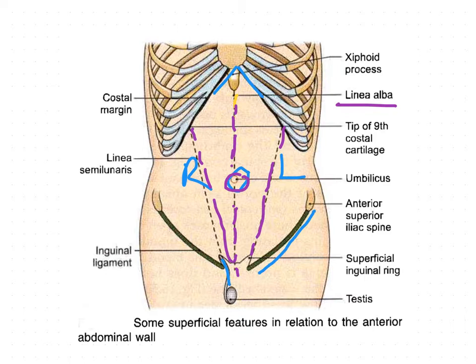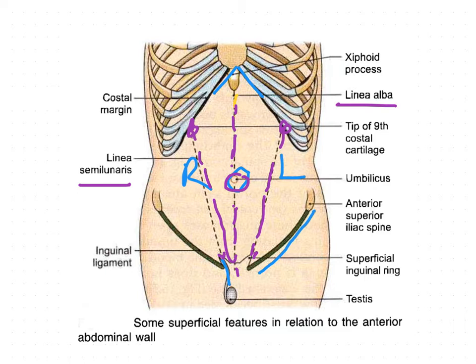Some centimeters lateral to the median furrow, it shows another vertical groove. Its upper end reaches the costal margin at the tip of the ninth costal cartilage. So this one is the ninth costal cartilage. Inferiorly it reaches the pubic tubercles. So this one is the pubic tubercle. This is called the linea semilunaris.